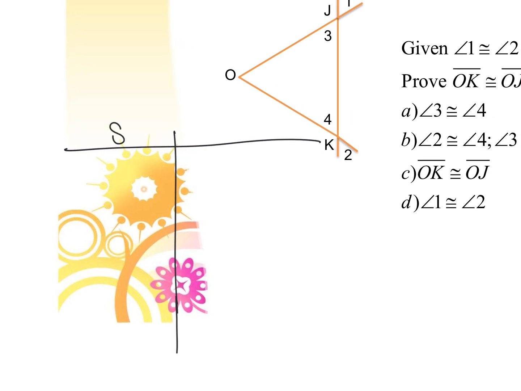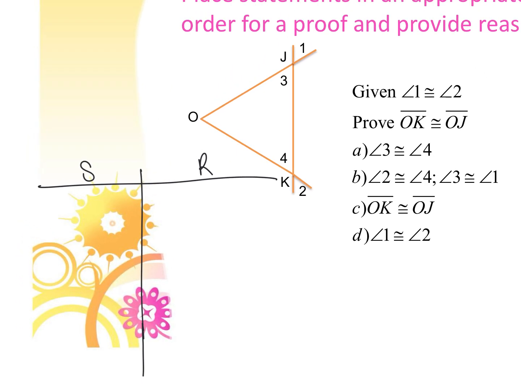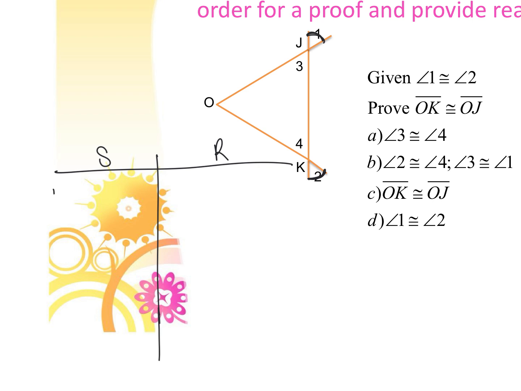So I have my statements, I have my reasons. They're saying given angle 1 is congruent to angle 2, so I'm going to go ahead and mark that. They want me to prove that my sides OK and OJ are congruent. So my first statement is going to be angle 1 is congruent to angle 2. How do I know? It's given.